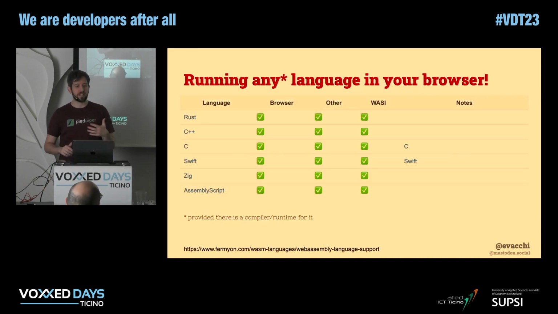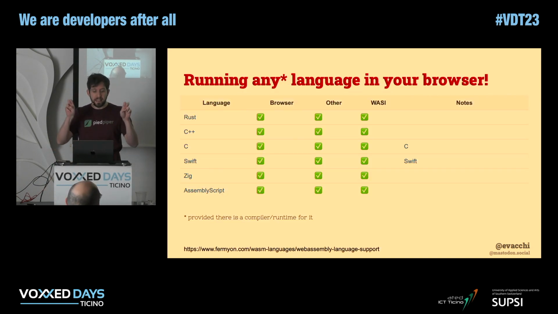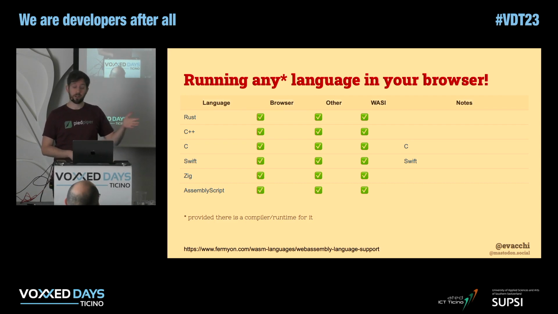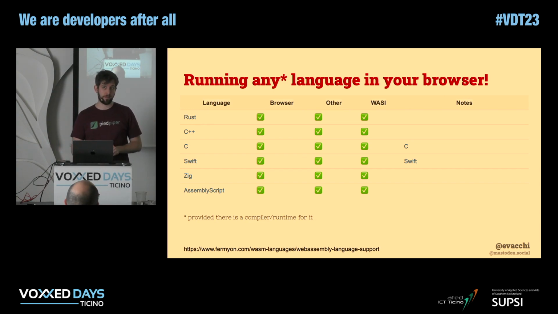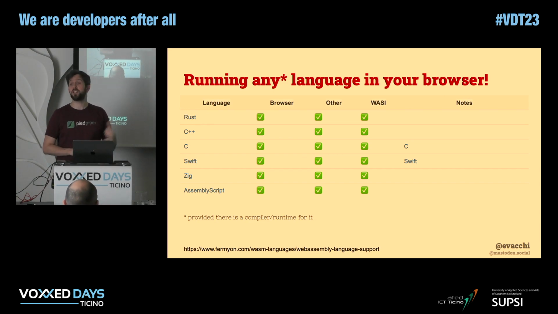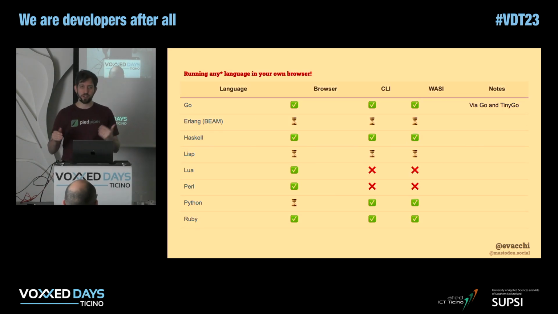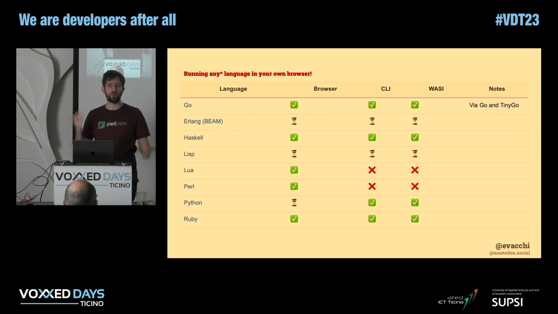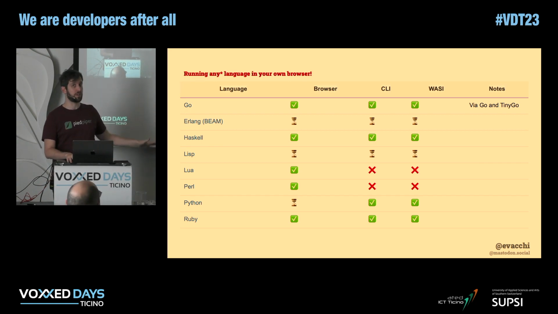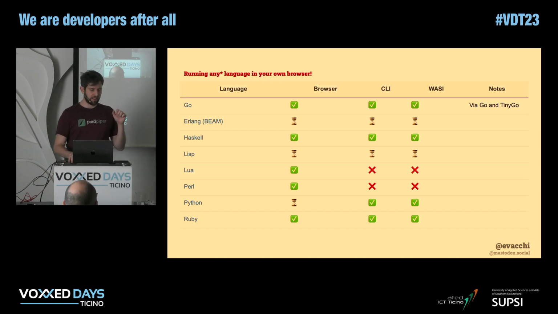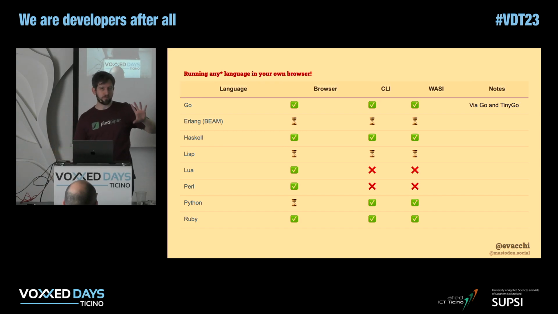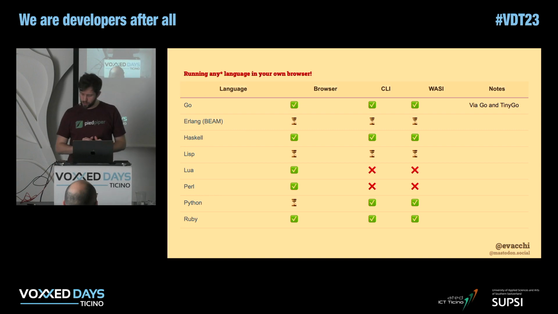So the promise for WebAssembly is to be able to run any language in your browser, provided that there's a compiler for it. As you can see here, there's Rust, there's C++ and C through Emscripten, there's Swift, because they're using, of course, the LLVM toolchain. There's Zig, there's AssemblyScript. And there's a number of other languages that one way or another are able to run in the browser. And the list is growing. I haven't put Java here, but there is some bit of support. If we have enough time, we'll talk about that too.